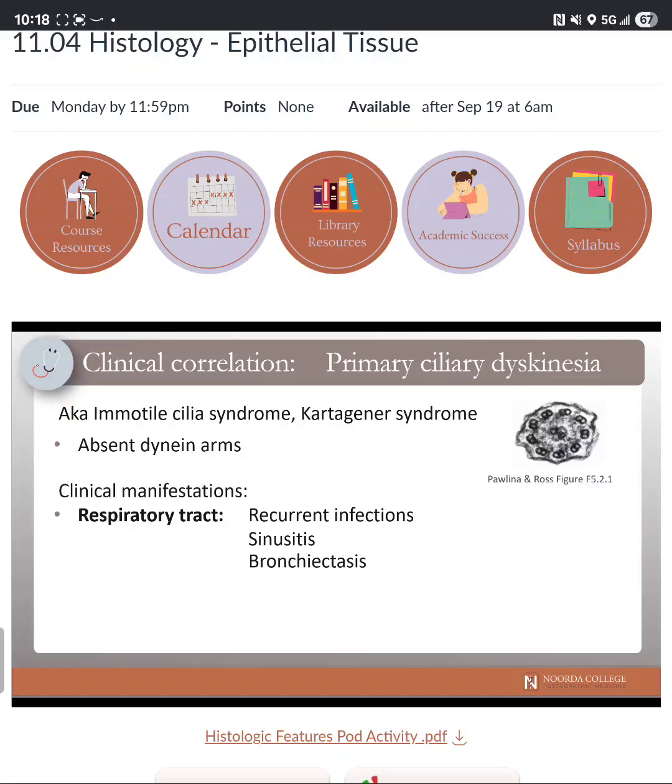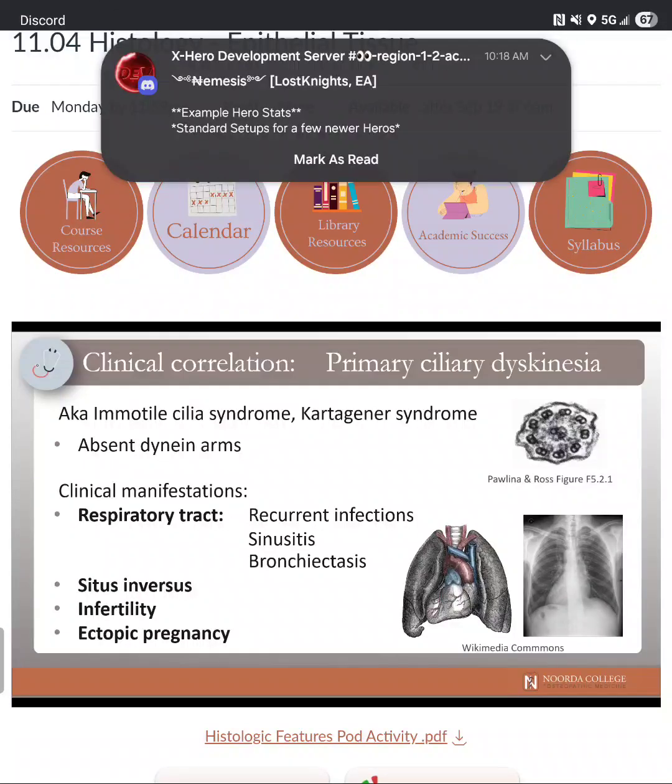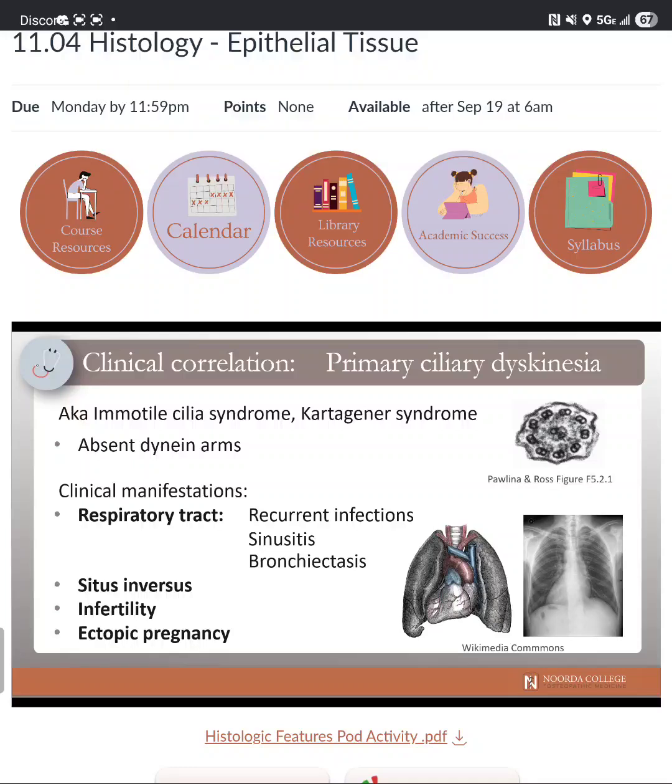You can have various clinical manifestations that can occur in these kids and young adults. They can have frequent recurrent infections, sinusitis, bronchiectasis, which is basically enlargement of the bronchial airways because mucus accumulates within the bronchial airways and can cause enlargement of the bronchi. Situs inversus can also occur. In males, they can be infertile because the sperm is lacking normal flagellar movement. In women, they can have ectopic pregnancy because the oviduct, aka fallopian tube, is lacking normal ciliary movement for the fertilized egg to move within the oviduct down into the endometrial cavity.